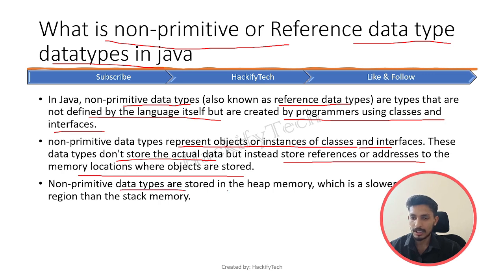Non-primitive data types are stored in heap memory, which is a slower memory region. It is slower than the stack memory.